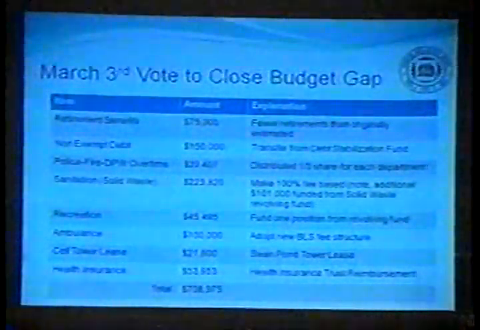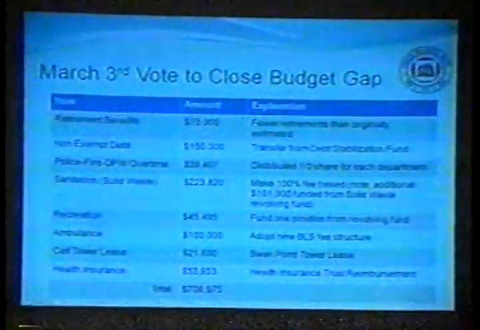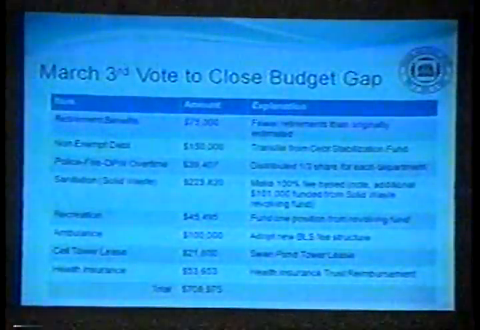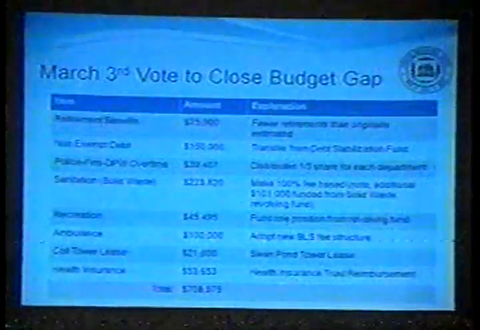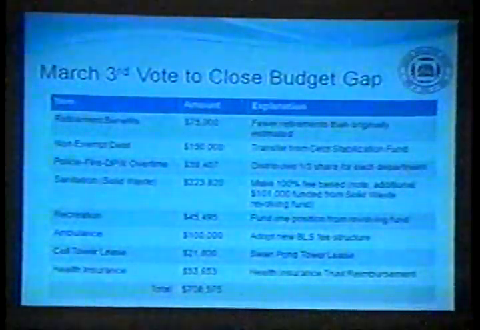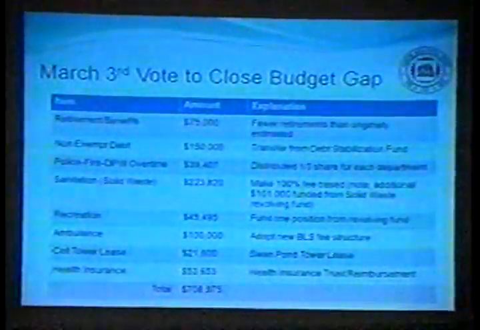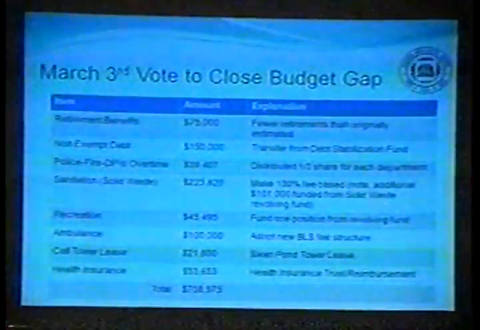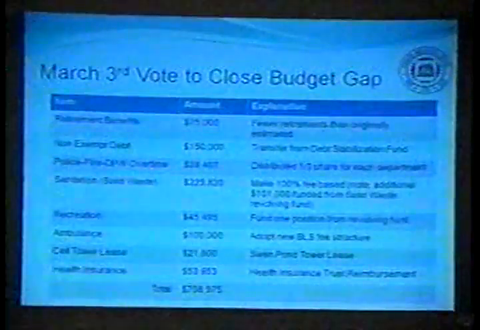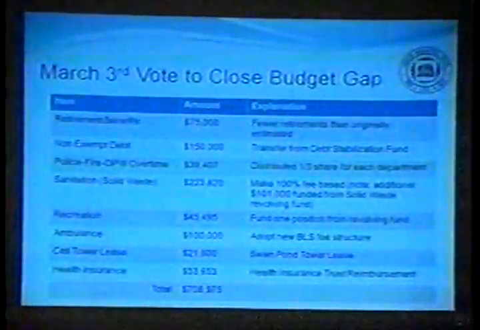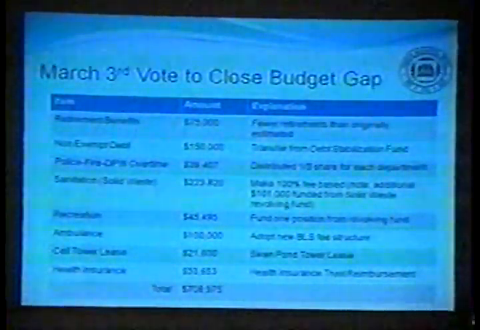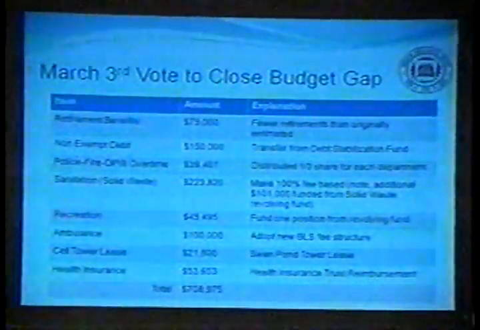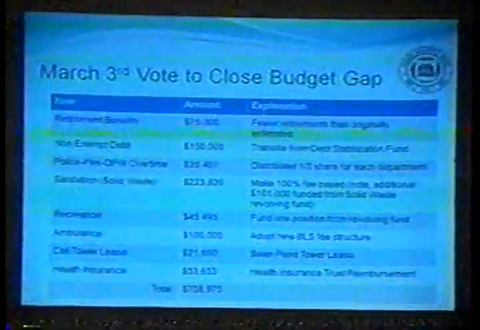Those who attended October town meeting recall that we took the Berry money and put it into a debt stabilization fund aimed at capping our exempt debt. We have decided to lower that cap by $150,000. This would allow additional revenue to flow into the budget gap. The town administrator reduced police, fire, and DPW across the board evenly for $39,407.